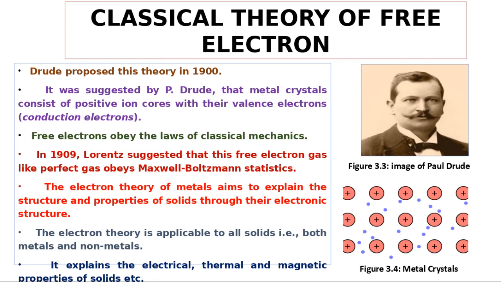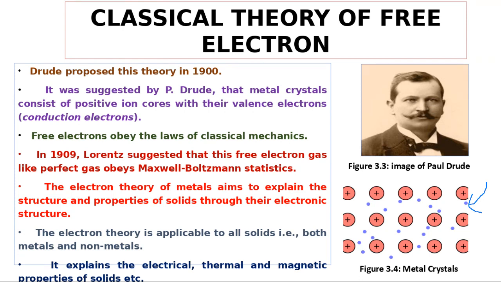So now what is the classical theory of free electrons? This classical theory of free electrons was firstly proposed by P. Drude, that is Paul Drude, in 1900. So in 1900, Drude proposed this theory, and according to him, a metal crystal consists of positive ion cores with their valence electrons. You can see here this figure showing the metal crystal. Can you see this? The arrow I am drawing on this.